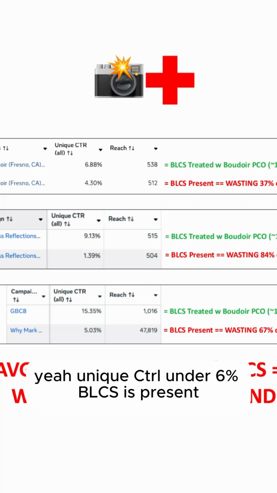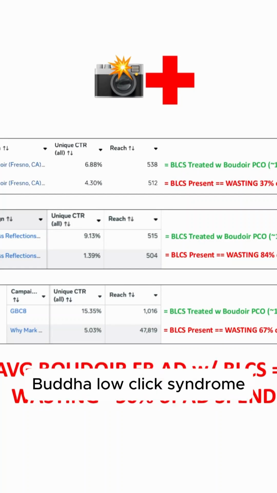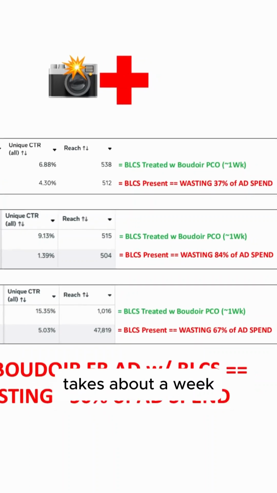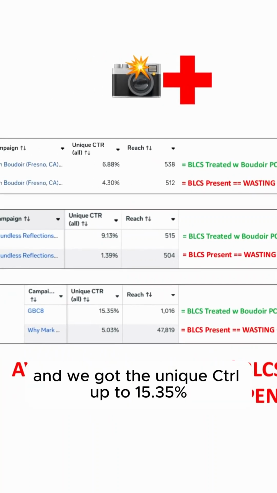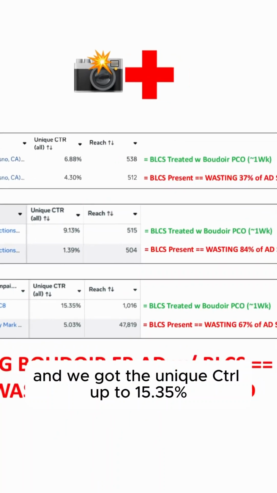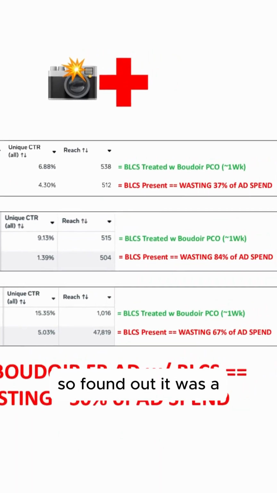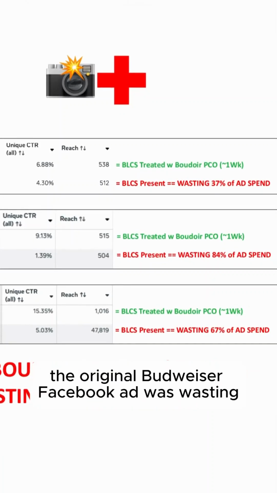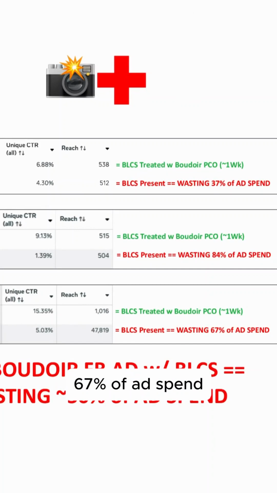Unique CTR under 6%, BLCS is present, Boudoir-Low-Click syndrome. So now we've got the solution. We can treat it with Boudoir Pico, which takes about a week, and we got the unique CTR up to 15.35%. So we found out the original Boudoir Facebook ad was wasting 67% of ad spend.